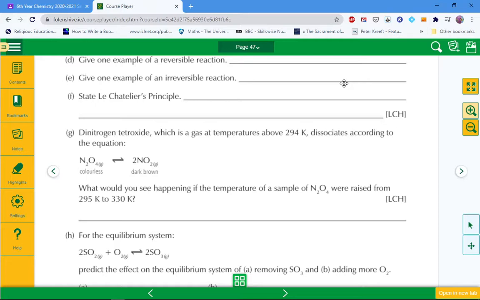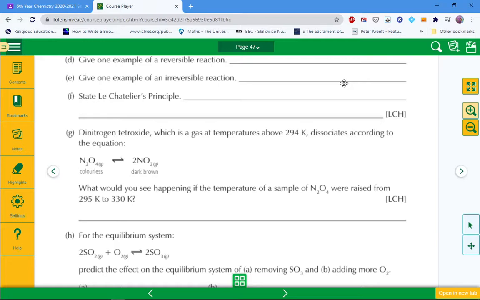Part G. Dinitrogen tetroxide, which is a gas at temperatures above 294, dissociates according to the equation. Now that's important. So it's a gas above 294. So when it hits 294, it dissociates. That means at temperatures above 294, it breaks up. Meaning, the higher the temperature, the more towards the right-hand side that this is going to go. I hope that makes sense to you.